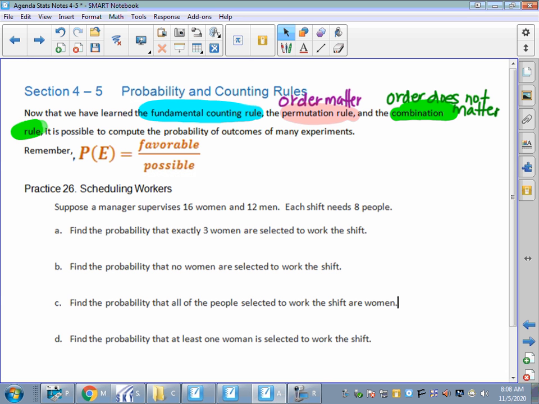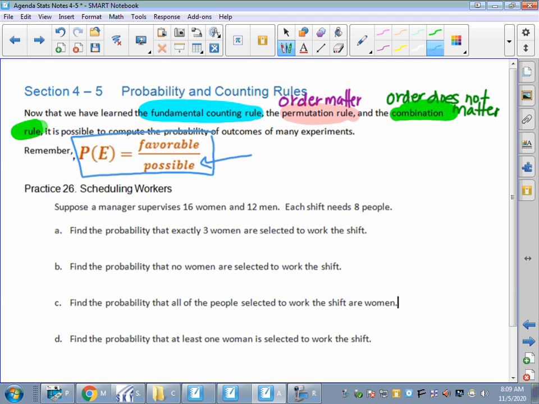So, scheduling workers. Suppose a manager supervises 16 women and 12 men, and each shift needs 8 people. Part A says, find the probability that exactly 3 women are selected to work the shift. Going back to our crucial formula, favorable over possible, I always start with possible because possible is going to be the same for every one of these, A through D. Possible is we've got 16 women and 12 men, and each shift needs 8 people.